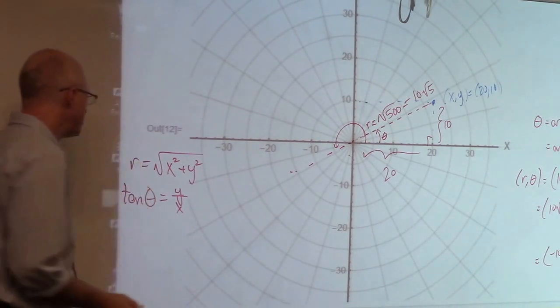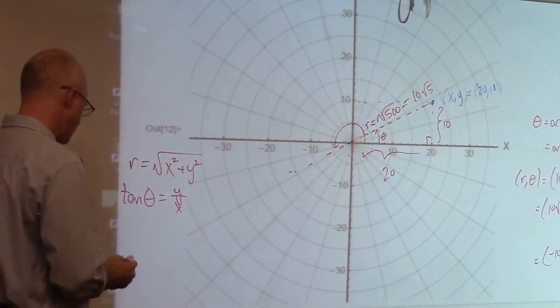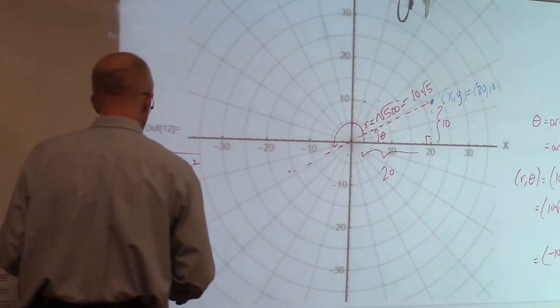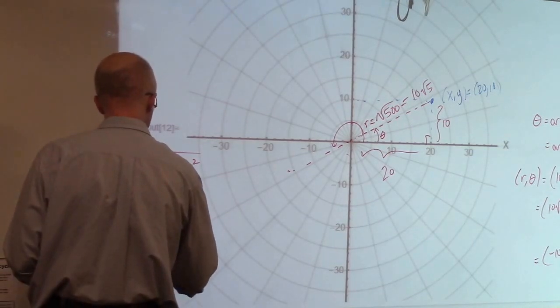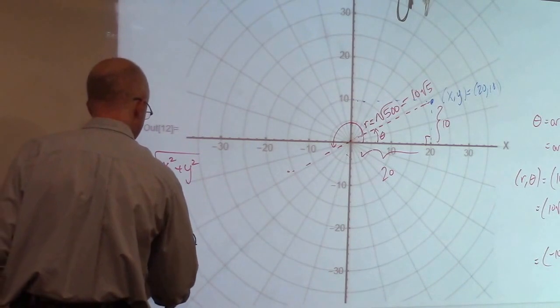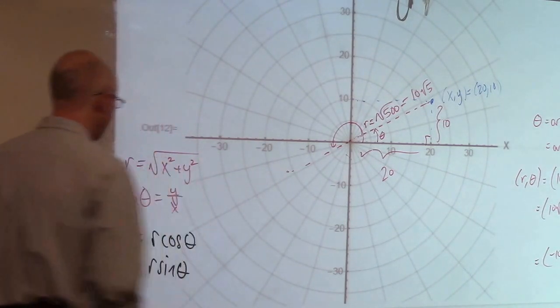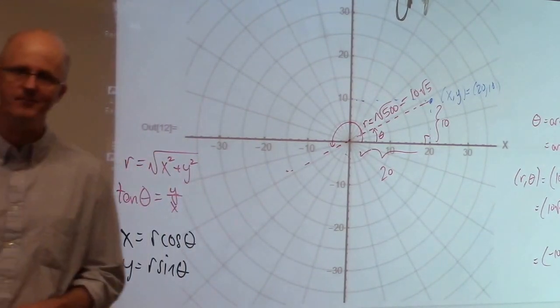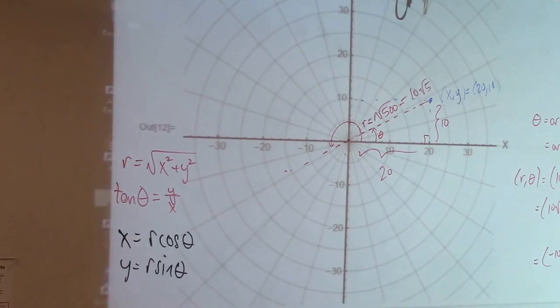Going the other direction, if you know the polar coordinates and want to know the rectangular coordinates, you can use SOHCAHTOA to say that x is r cos theta and y is r sine theta. And there's no ambiguity there. You use those equations directly to find x and y.